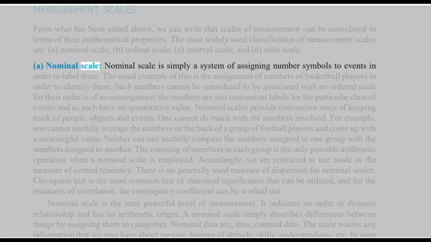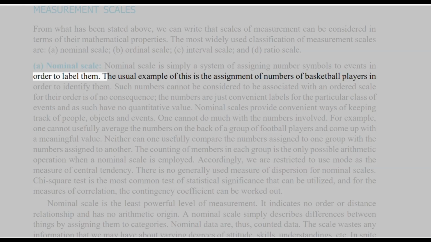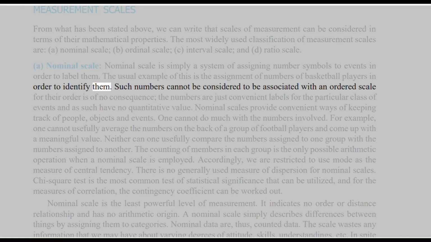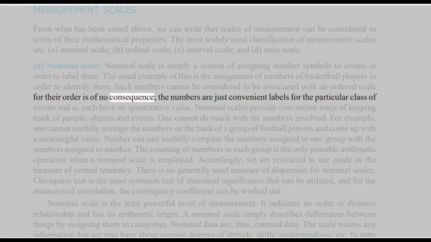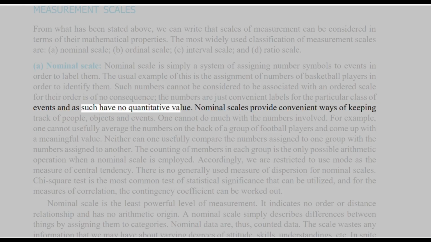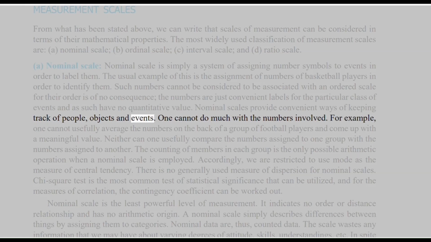A. Nominal scale. Nominal scale is simply a system of assigning number symbols to events in order to label them. The usual example of this is the assignment of numbers to basketball players in order to identify them. Such numbers cannot be considered to be associated with an ordered scale, for their order is of no consequence. The numbers are just convenient labels for the particular class of events and as such have no quantitative value. Nominal scales provide convenient ways of keeping track of people, objects, and events. One cannot do much with the numbers involved.